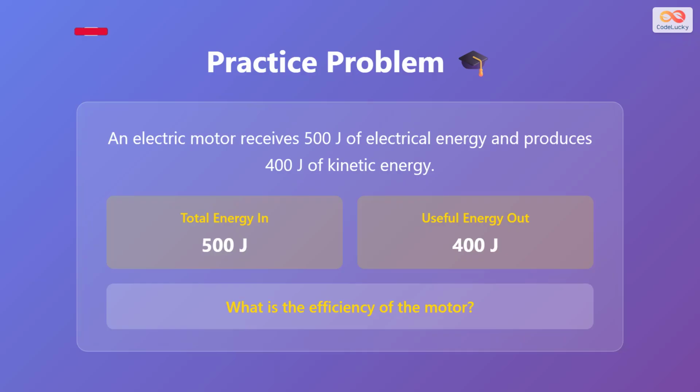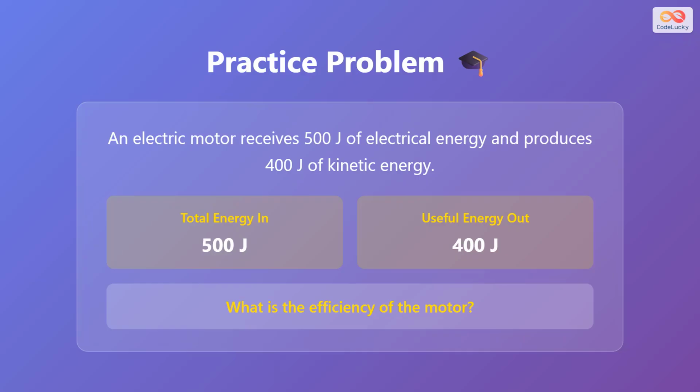Now it's time for you to try one on your own. An electric motor receives 500 joules of electrical energy and produces 400 joules of kinetic energy. Your total energy in is 500 joules. Your useful energy out is 400 joules. What is the efficiency of the motor?